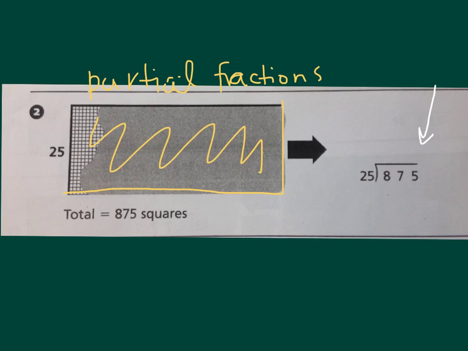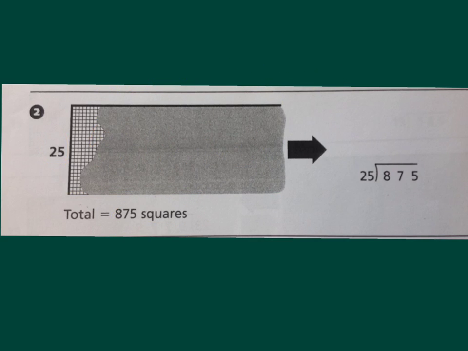We already know what the total is. We have 875 squares. Okay, so that is the product. We have a factor here, we're missing a partial factor here, and we need to find these partial products so that we can get the total product. Okay, so the first question you need to be asking yourself is, okay, I have 25, that's one of my factors. 25 rows. How many 25s go into 875? I have 25 rows, I need to figure out how many tiles are in each row.